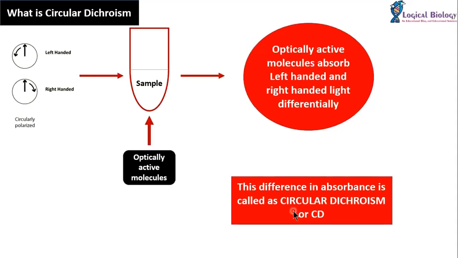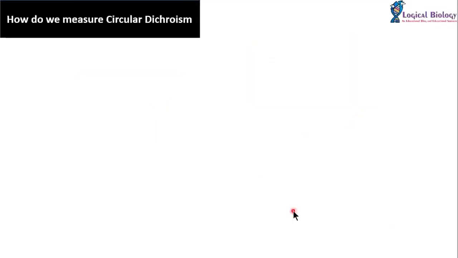Now we see how the units take part in circular dichroism. We see some of the mathematical part of this CD spectroscopy. Now, how do we measure circular dichroism? So simple.